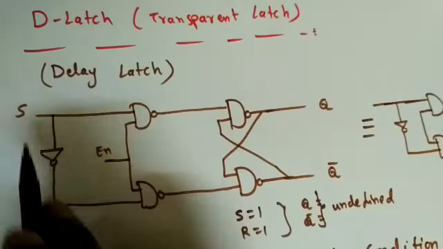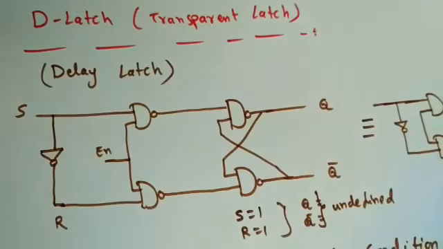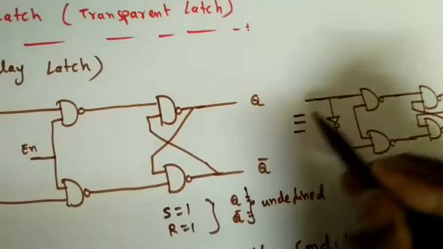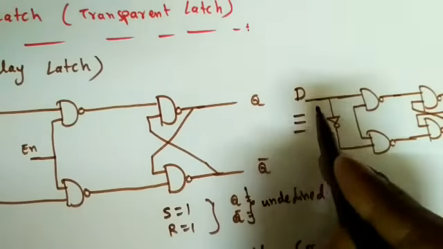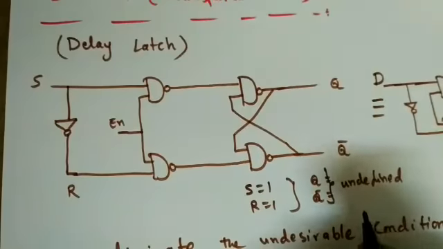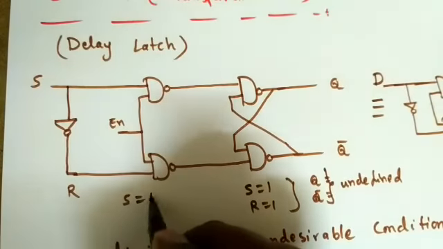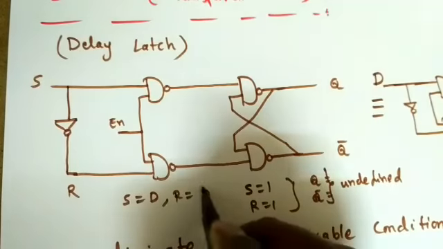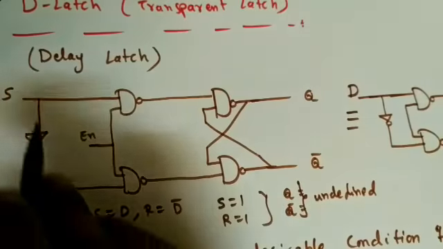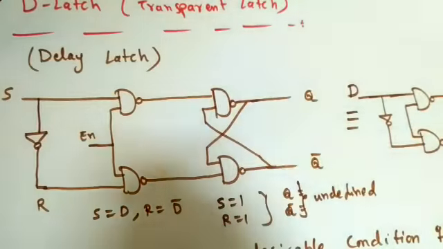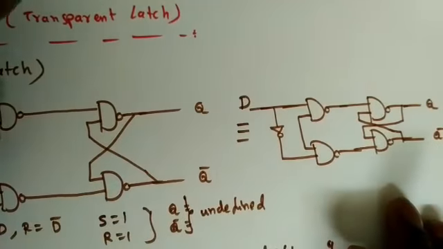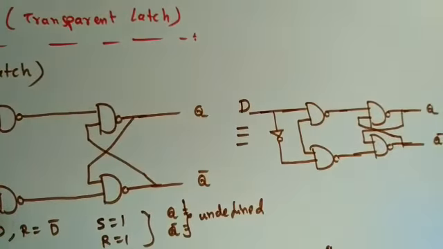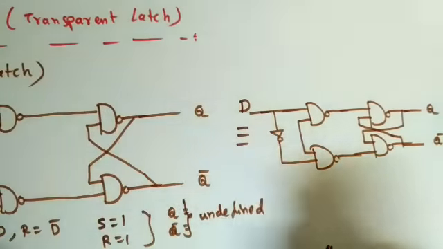Here only one input is enough to represent this. So what we do is, this S is simply replaced by D here. Now see, D is going here and D bar is going here. So here I can make S equal to D and R equal to D bar. So that is how the SR latch is converted into a D latch, something like this. So this is a D latch. Now we will see the operation.